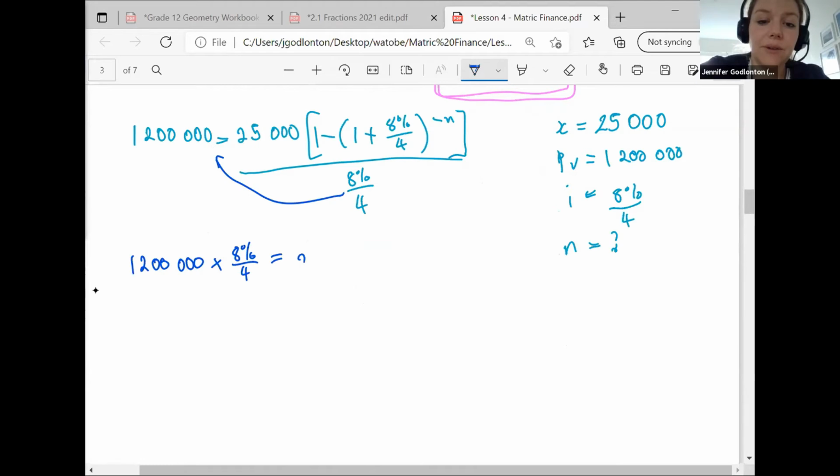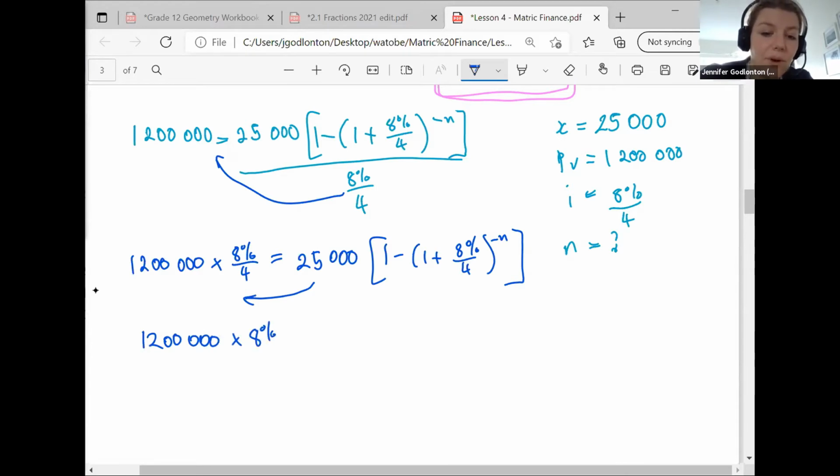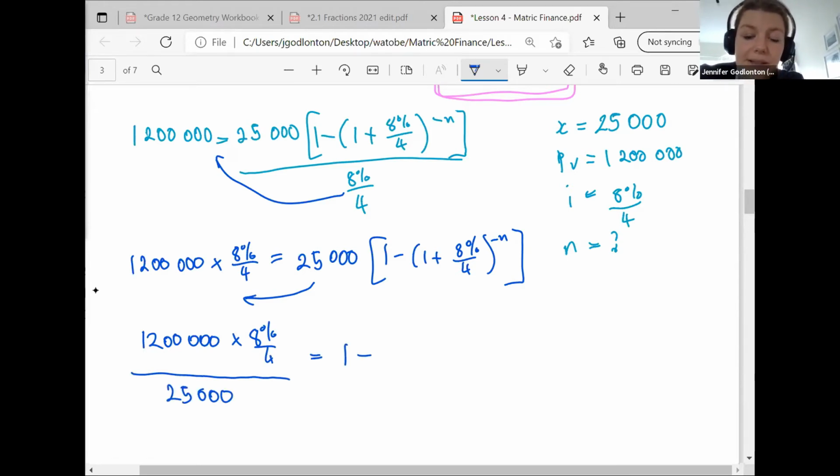You really don't need to write all of these steps as you go. I'm just doing it so that everyone can understand where each step came from. Okay, so that was our first step. Next step, I have this 25,000, which I don't want here anymore, and I want to move it down there. So I'm going to have my 1.2 million, multiplied by 8% over 4, and I'm dividing that by 25,000. And that's going to equal 1 minus 1 plus 8% over 4 to the power of negative n.